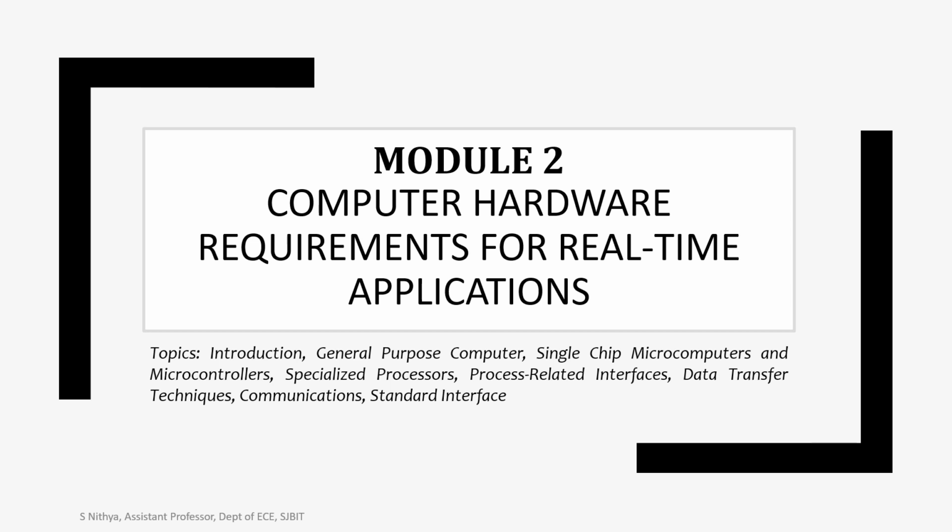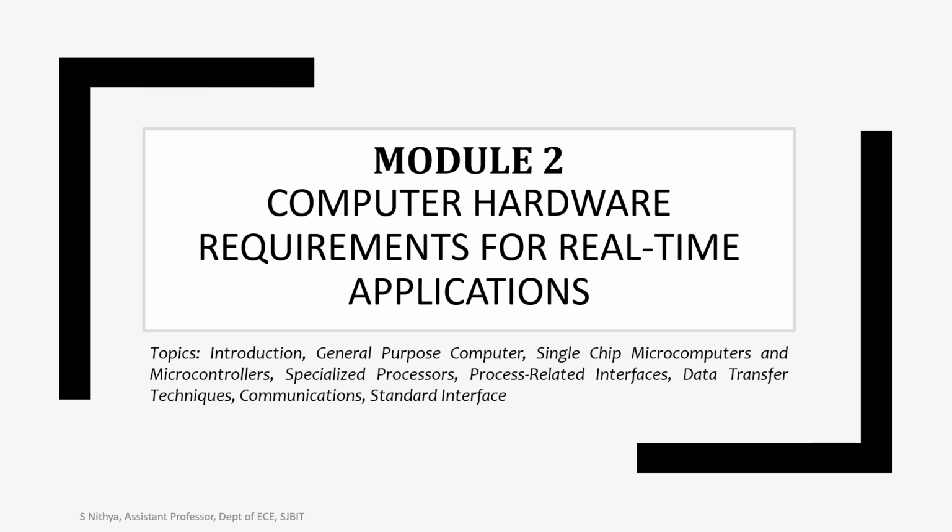So far we have talked about what a real-time system is, its classifications, the program classifications, the general classifications of real-time systems, and the controls in real-time systems, right? So now we are going to talk about what hardware is required for real-time applications. This is what we are going to talk about in this entire module.